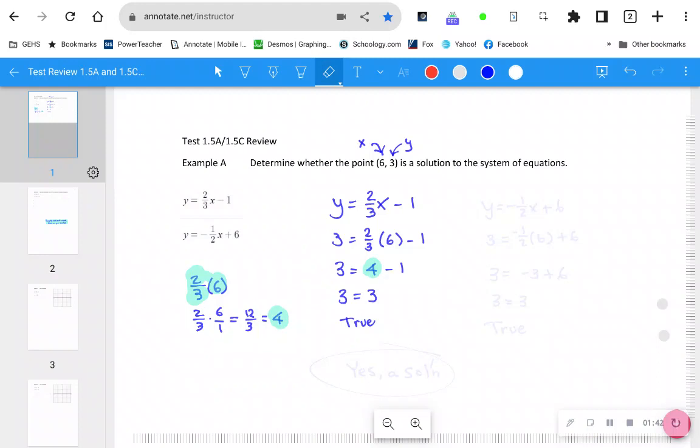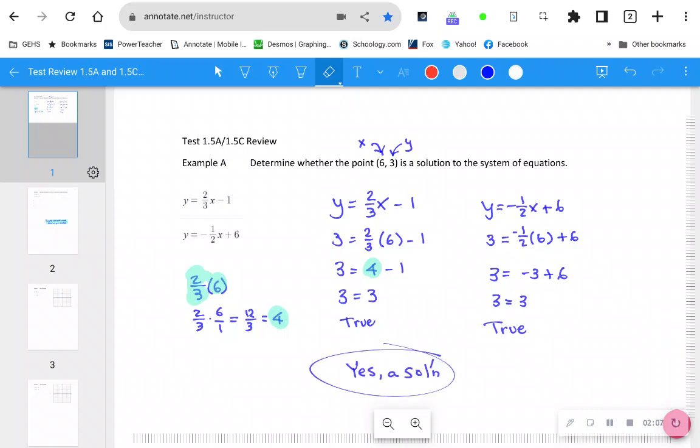Okay, now we've established that the first equation, y equals 2/3 x minus 1, turns out to give a true statement with our test point (6, 3). Now we're going to do the same on the other side. Once again, we plug in 6 for x and 3 for y, and we get another true statement. These happen to be the same true statement both times, but no matter, you get a true statement both times, which means it is a solution.